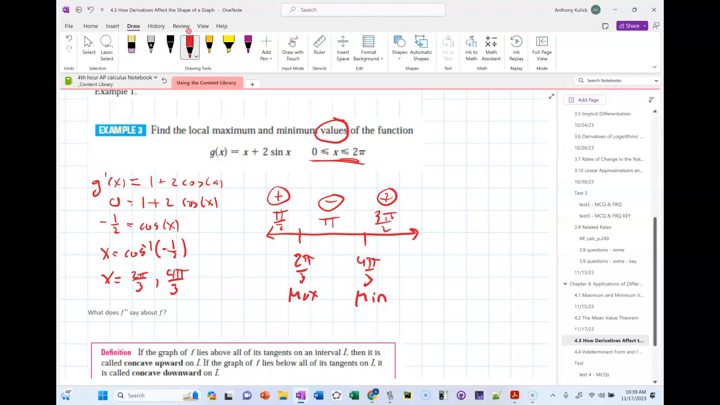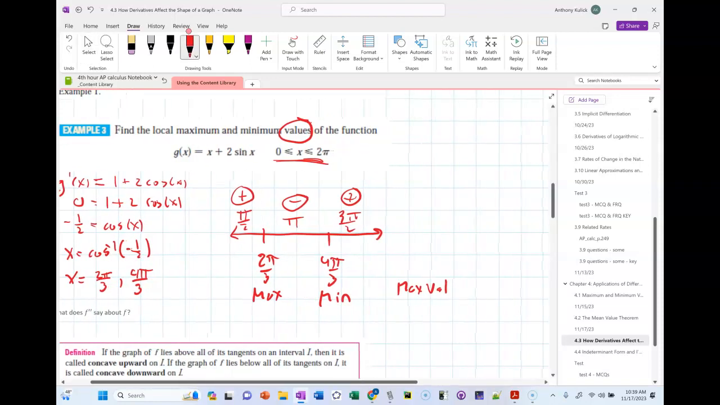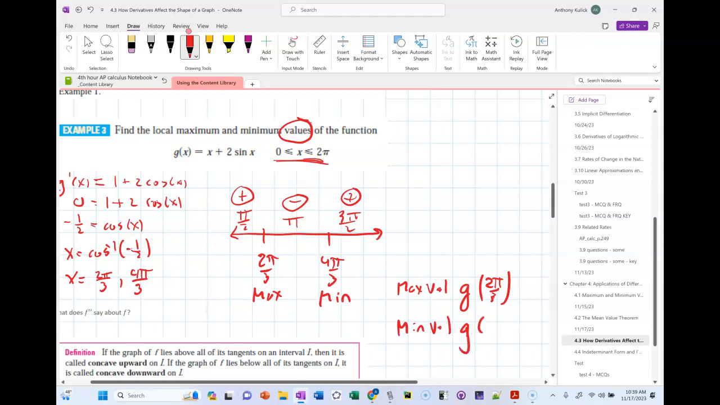So our maximum value is going to be g of 2 pi over 3. And our minimum value is going to be g of 4 pi over 3. So you'd want to plug those back through g. I'm not going to do that right now because it's just plugging in at that point, right?